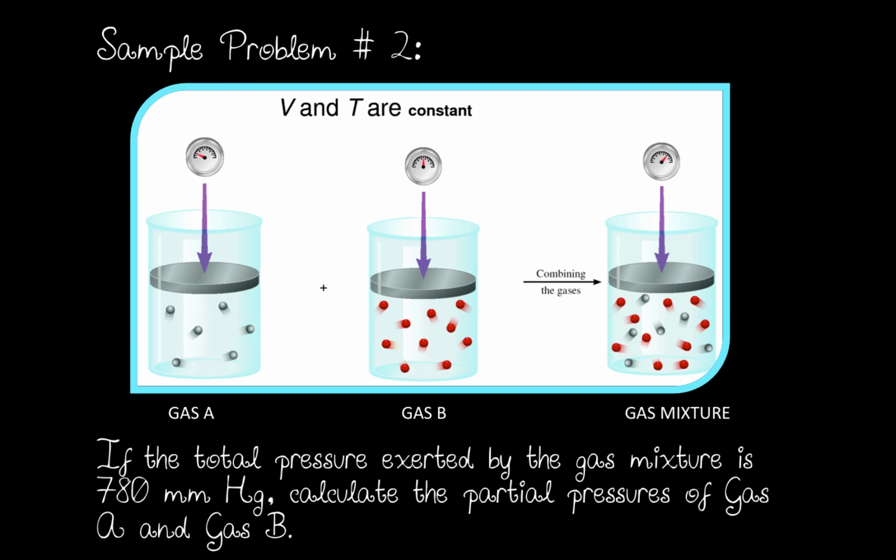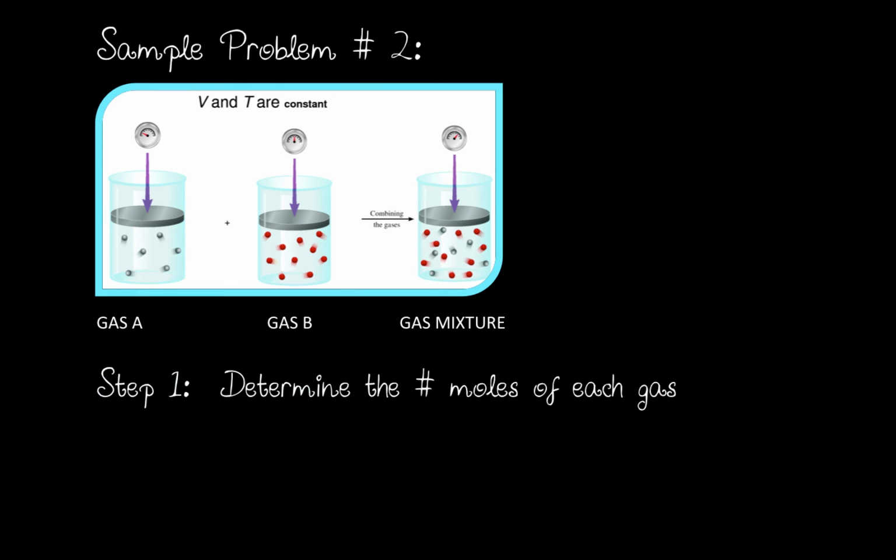Let's consider one more problem. If the total pressure exerted by the gas mixture is 780 millimeters of mercury, calculate the partial pressures of gas A and gas B. We're going to take gas A, combine it with gas B in a same size container at the same temperature, and let's see if we can determine the partial pressures of gas A and gas B. Step 1. Determine the number of moles of each gas. Let's say that each sphere represents a mole of gas. That means there are 6 moles of gas A and 10 moles of gas B.